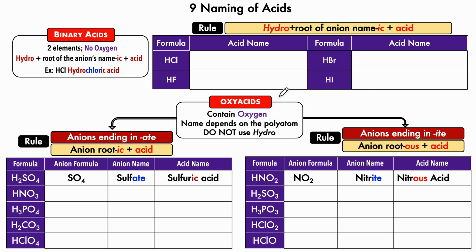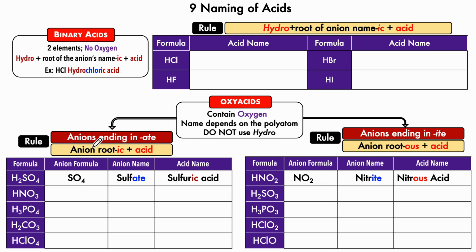The second group of acids are the oxyacids. Oxyacids contain oxygen and more than two elements. There are two kinds of oxyacids: oxyacids in which the anions end in ATE, and oxyacids in which the anion ends in ITE. The rules for naming oxyacids with anions ending in ATE and those with anions ending in ITE are different.